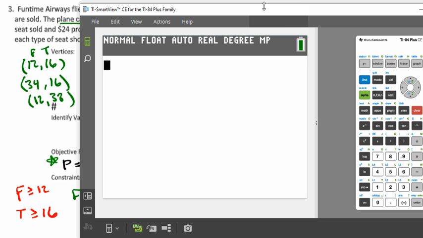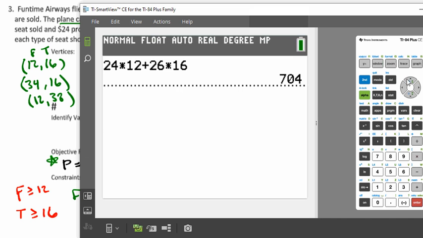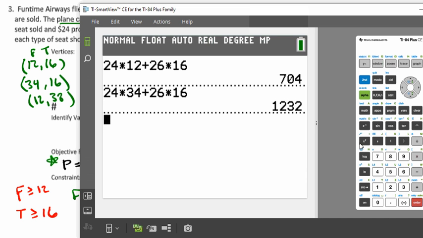Alright, so it's 24 times the number of first class tickets plus 26 times the number of tourist class. Okay, there's my first option. Another option would be 34 here. And also 16 there. I bet that's going to make us more money.